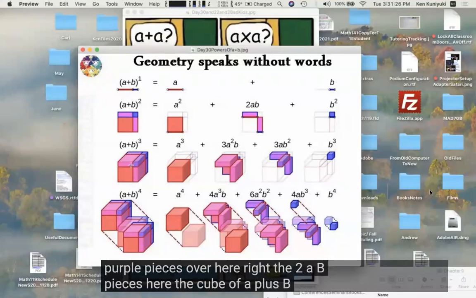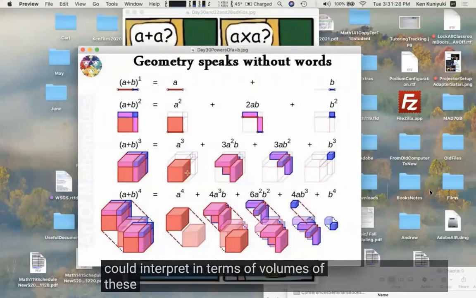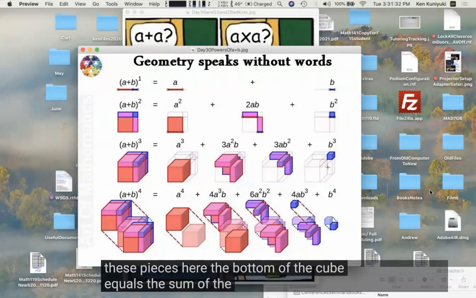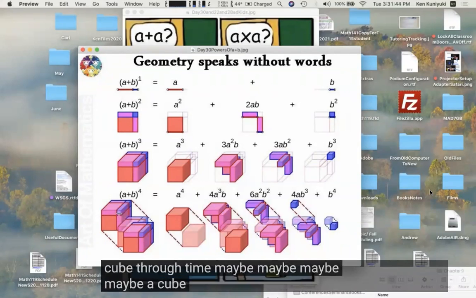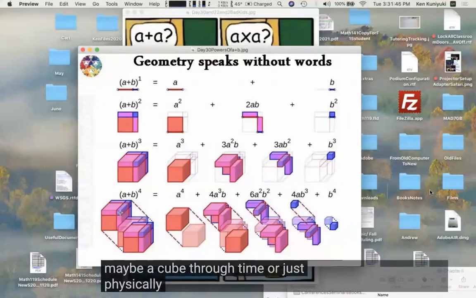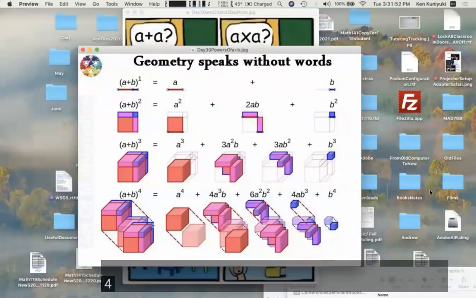The cube of a plus b, you can interpret in terms of volumes of these pieces here. The volume of the cube equals the sum of the volumes of these various pieces. This is called a tesseract. If you've ever read A Wrinkle in Time, it's like moving a cube through time, or just physically moving a cube, kind of thinking of it that way, all right? 4 dimensions. All right.